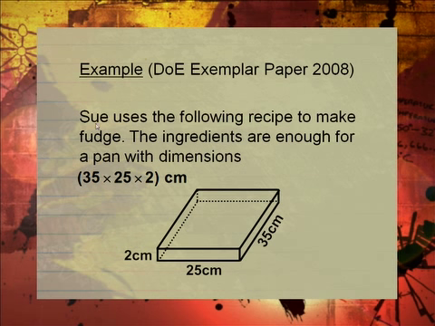So we have this guy here who uses the following recipe to make fudge. The ingredients are enough for a pan with dimensions. Look at our pan here: length, breadth, and height. You're going to pour your fudge in here, and then you see how many blocks you have. Let us call these blocks. Look at the dimensions. We say the pan has these dimensions: 35, 25, and 2.